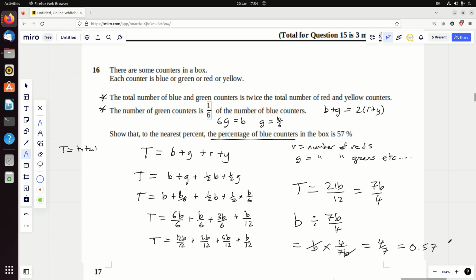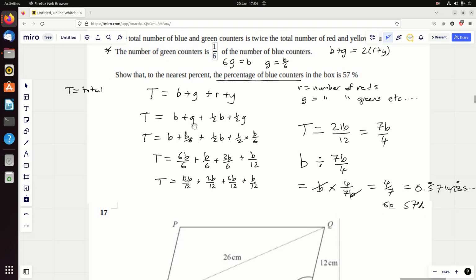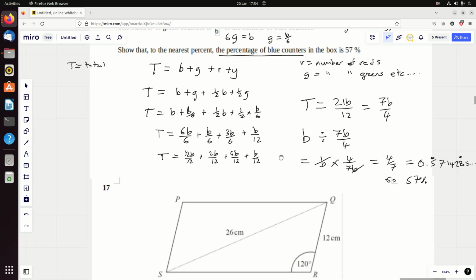And 4/7 is 0.57 something or other. Let's have a look. 4 divided by 7, 571428, 5, and then it just keeps on going like that. It actually repeats between 5 and 8. Okay, so 57%. Done. Yeah, you might prefer to do a ratio approach there. There's loads of different ways of doing that. That's just the way which occurred to me when I did the question.